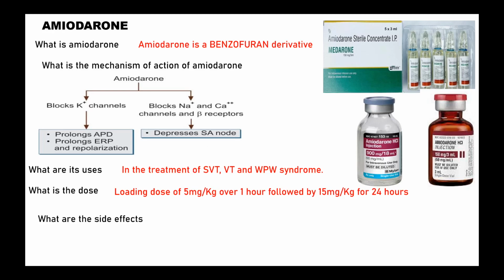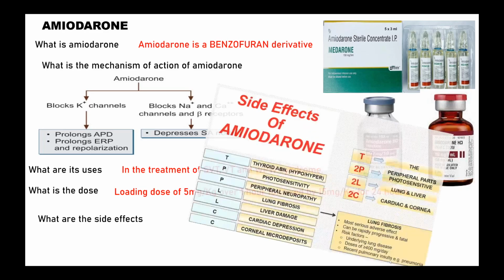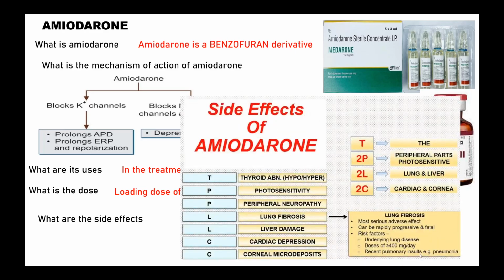Side effects? Hypotension. Long term, pulmonary fibrosis, hepatic fibrosis, and thyroid hypothyroidism and hyperthyroidism. So you can remember the side effects by this: thyroid hypoactivity, photosensitivity, peripheral neuropathy, lung fibrosis, liver damage, cardiac depression, corneal microdeposits. So interstitial lung fibrosis is one of the major complications of long-term use.